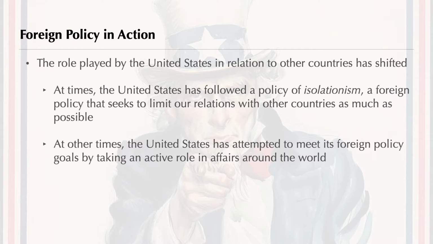You have learned about the goals of American foreign policy and the tools our leaders use to meet those goals. Although the goals have stayed largely the same over the years, the role that the United States plays in the world is continually changing. At times we have followed isolationism, a foreign policy that seeks to limit our relations with other countries as much as possible. During other periods, the United States has tried to meet its goals by taking an active part in affairs around the world.